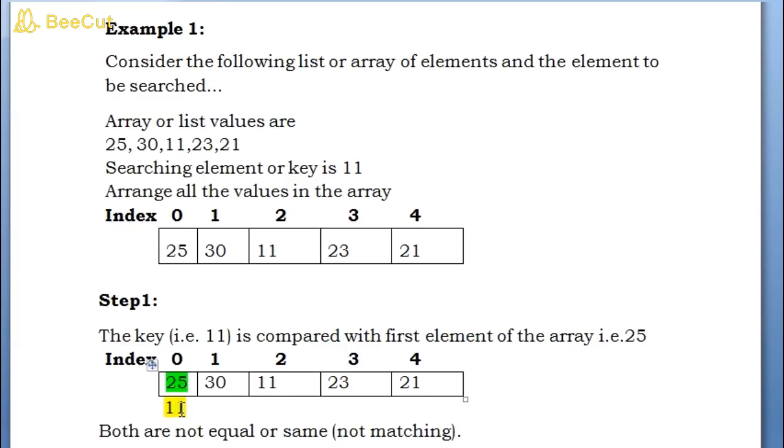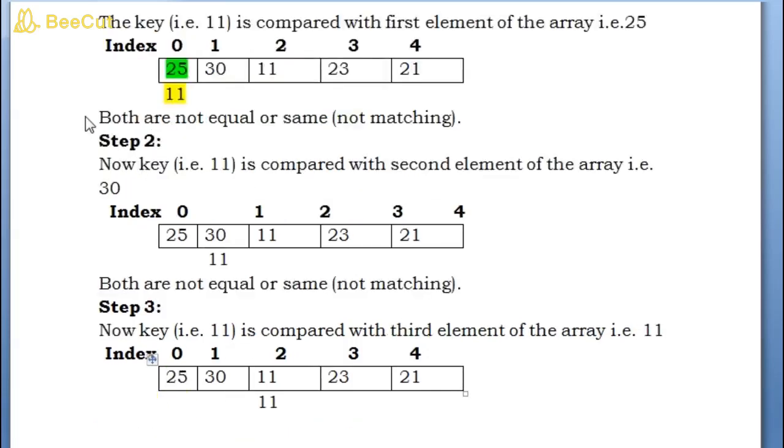Now, are the key and the first element of the array the same? No, both are not equal or the same. That means not matching. The key is not matching with the first element of the array. The key value is 11, the first element of the array is 25. Both are not the same. When both are not matching, we continue the same process. What is the process now? The key, that is 11, is compared with the second element of the array.